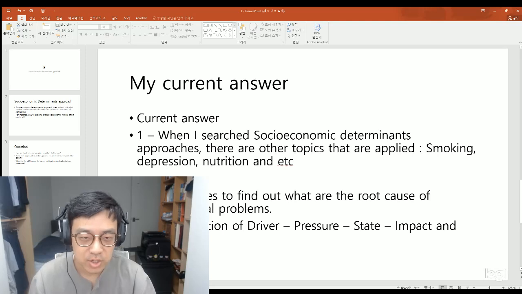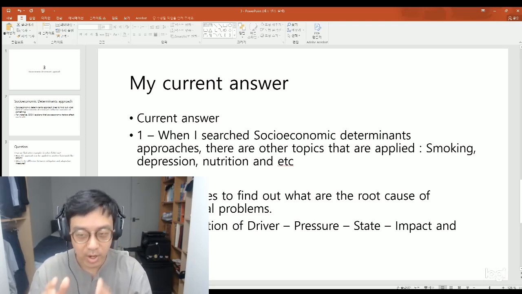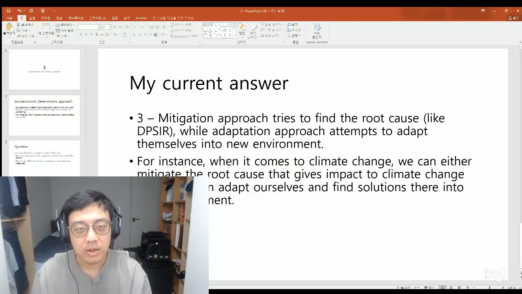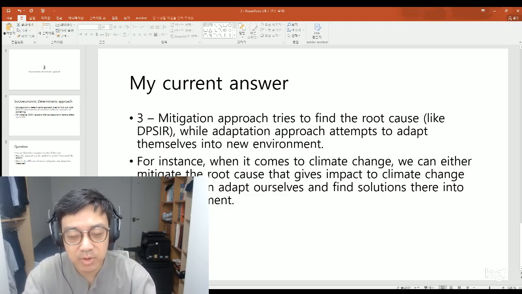Second question, DPSIR tries to find out what are the root causes of environmental problems. It is an abbreviation of driver, pressure, state, impact, and response. All about mitigation and adaptation measures.